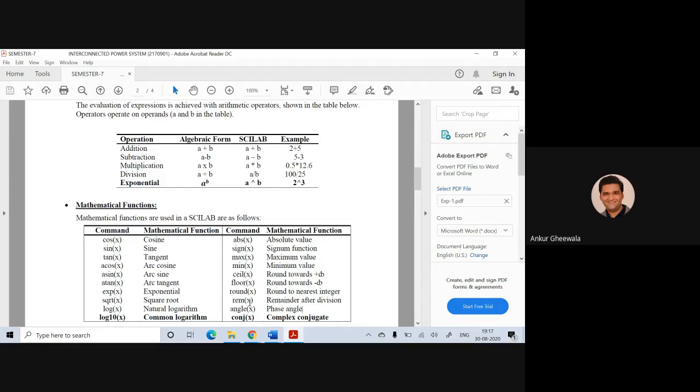It is given by rem in brackets x. Then if you want to find the phase angle, use angle in brackets x, so you can find the phase angle of x. And conjugate means the complex conjugate. Suppose a plus ib, or 3 plus j4 is given. If you use conjugate on 3 plus j4, you will get the answer 3 minus j4. The sign of j is changed, which is possible through the complex conjugate.